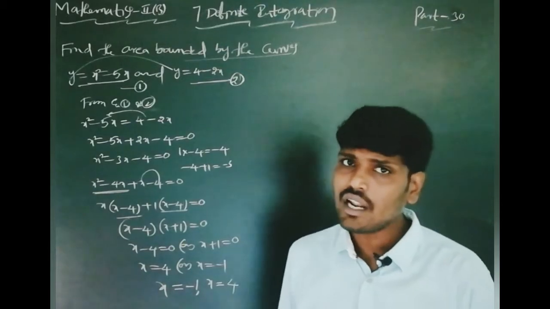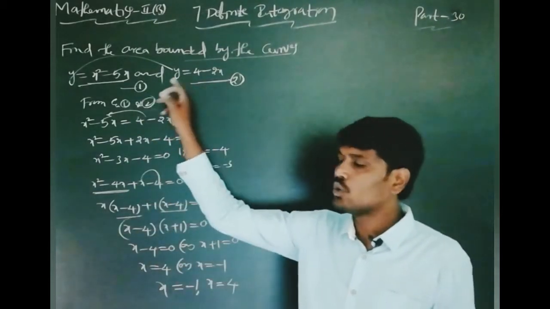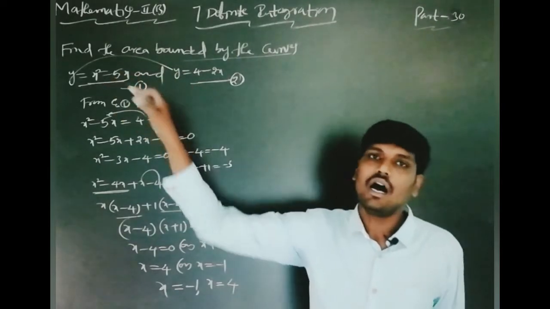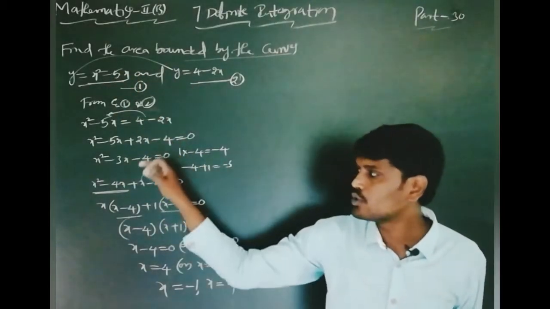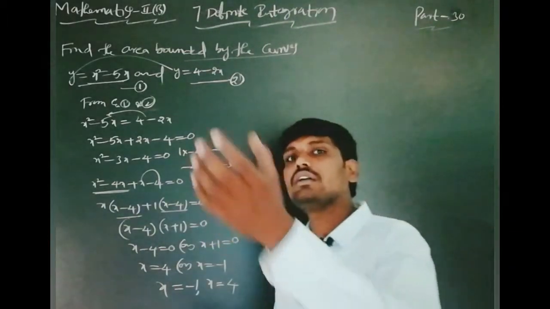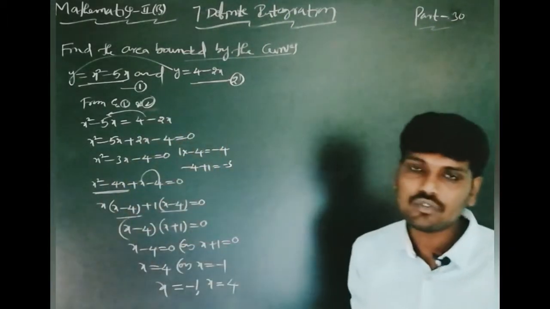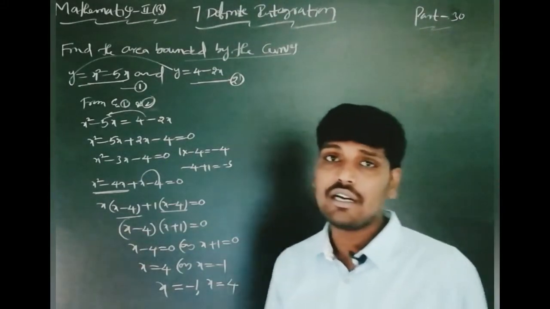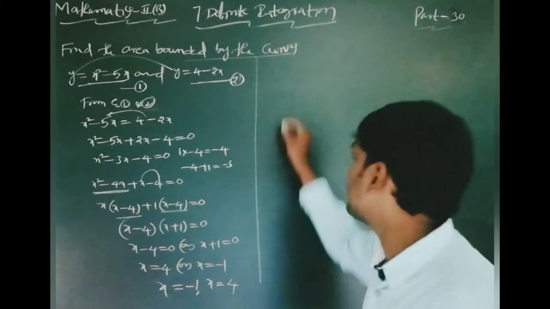Understood or not, students? First of all, these two equations are equal. These two equations, LHS equal, RHS also be equal. After that both RHS are equal, you get a quadratic equation. You can convert it to that quadratic equation's factors form. After that you can find x values. One is -1, another one is 4. After that we have to take a table.